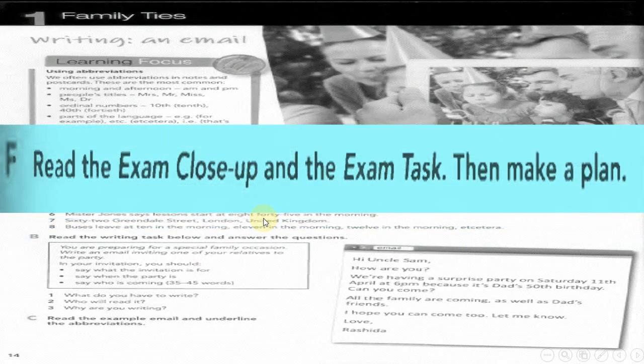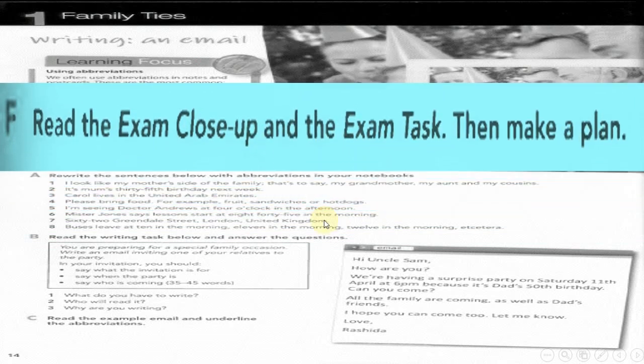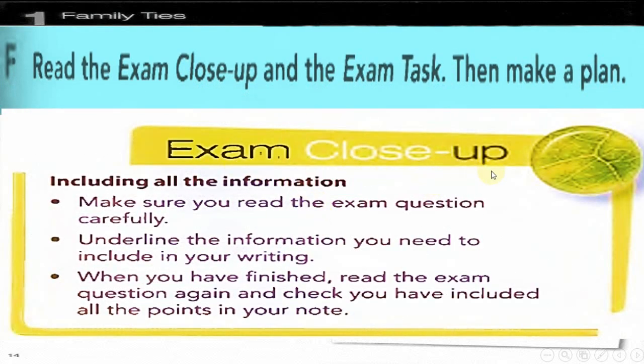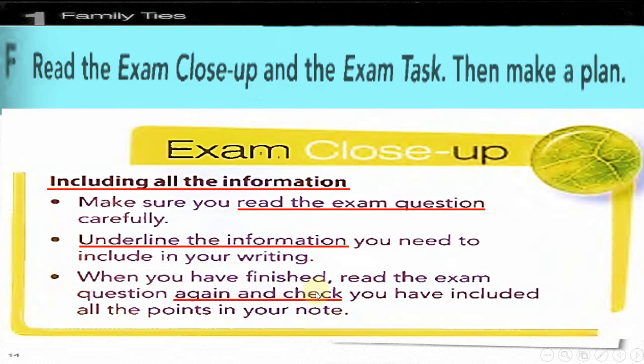Now we need to read the exam close up and the exam task, then make a plan. In the exam close up, my dear students, you have to include all the information. You include يعني إيميلك يشمل جميع المعلومات. Make sure you read the exam question carefully. Number 2, underline the information you need to include in your writing. Number 3, when you have finished, read the exam question again and check you have included all the points in your note.